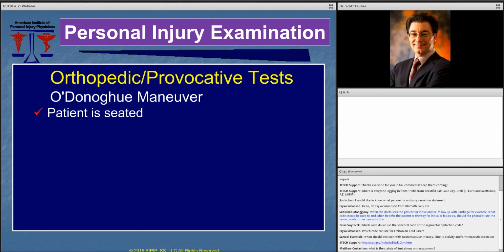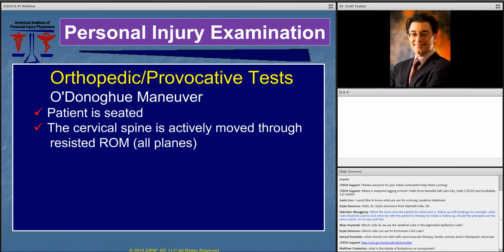So the patient is seated and we put him through some maneuvers here. First, the cervical spine is actively moved through resisted range of motion. So we're resisting their motion in all 6 planes: flexion, extension, right and left lateral flexion, and rotation. If the patient has pain with these maneuvers, what are we doing? We're asking these muscles to contract. So if they have pain with that, then that would be indicative of a strain diagnosis.